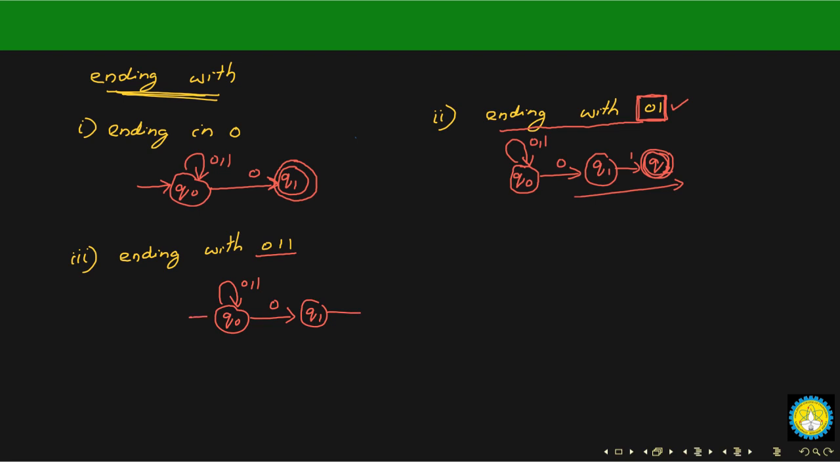Again, don't forget to mark the starting state here also. From there, if you see a 1, you can go to Q2. From there, if you see a 1, you can go to Q3. So you have a pattern of 0, 1, 1 now, and Q3 is going to be your final state. That's it.